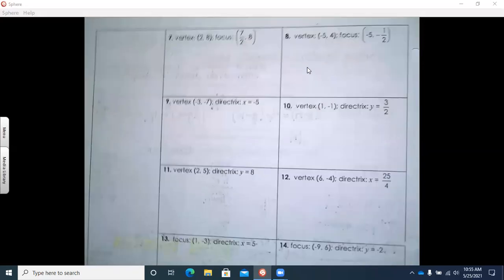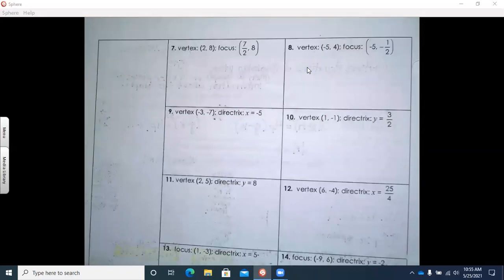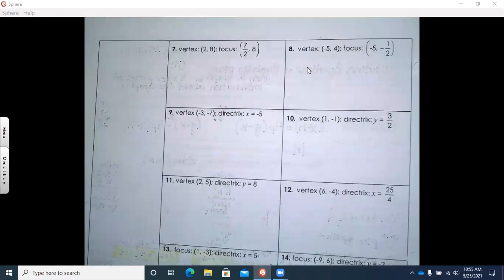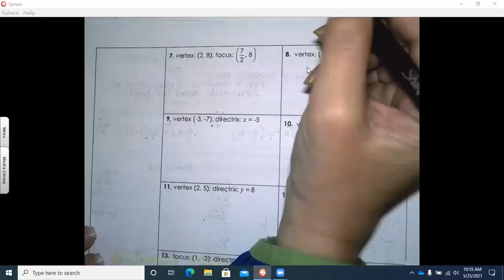Okay, gotta love when they give us fractions. First of all, 7/2 is, I like to do a decimal, so that's 3.5, right? So 3.5, 8 for the focus.